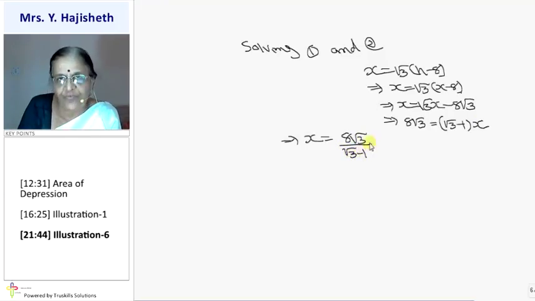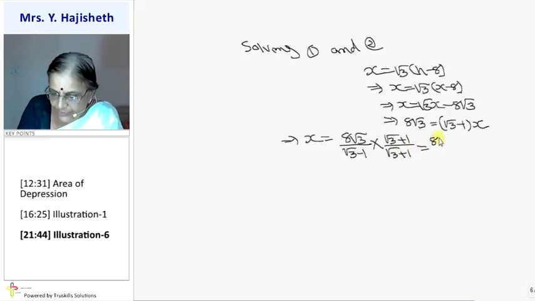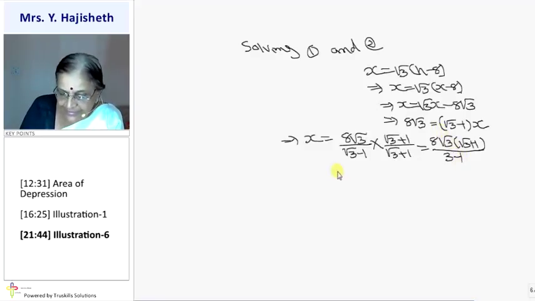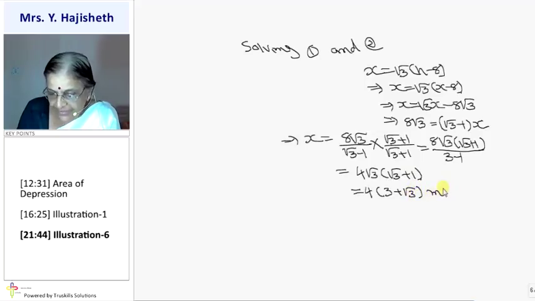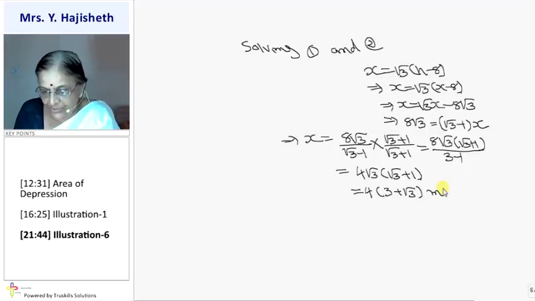But this is not the modified answer. You rationalize with root 3 plus 1. You will be getting 8 root 3 in bracket root 3 plus 1, और नीचे root 3 plus 1 into root 3 minus 1. That is 3 minus 1. So 2. 2, 8 के साथ cancellation करेगा तो क्या आएगा, 4 root 3 in bracket root 3 plus 1. So this is, उसमें से 4 बाहर रखो और root 3 को अंदर ले जाओ तो root 3 into root 3, 3 plus root 3. This meter is your x. बराबर? This is your x.